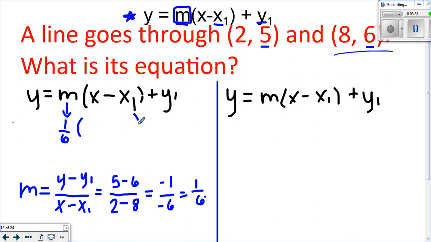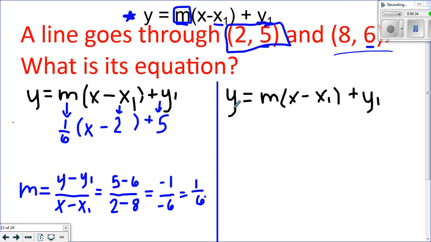Now I have my x minus x sub 1. Well, I could start with this ordered pair of (2, 5), right? So I have x minus x sub 1 is my x value from my ordered pair that I'm given. So my x sub 1 is 2. So x minus 2 plus my y sub 1. So my y sub 1 from this ordered pair is 5. So there's one point slope form that I could use. Y sub 1 is 5, x sub 1 is 2.